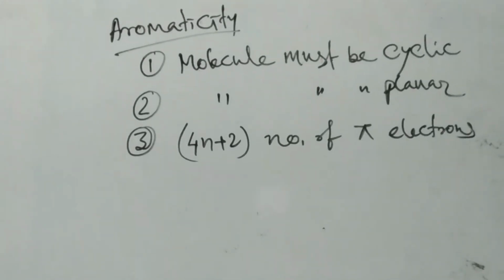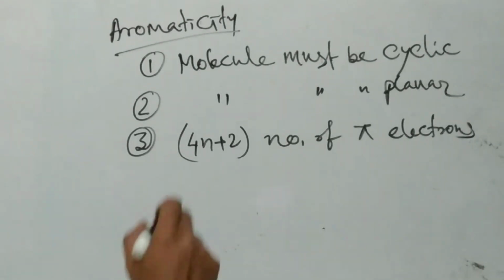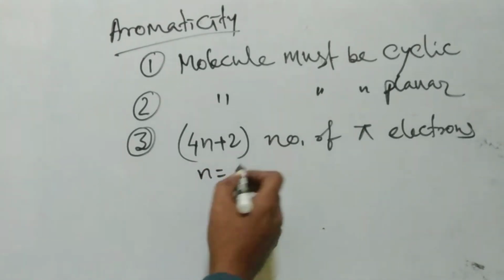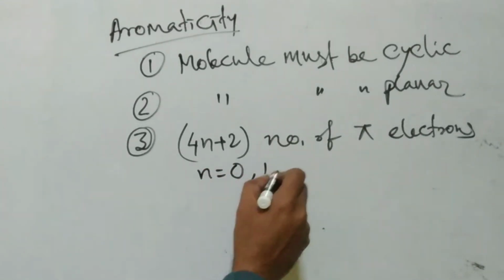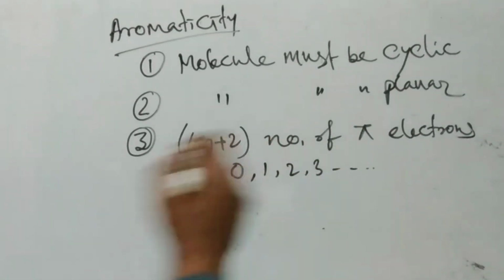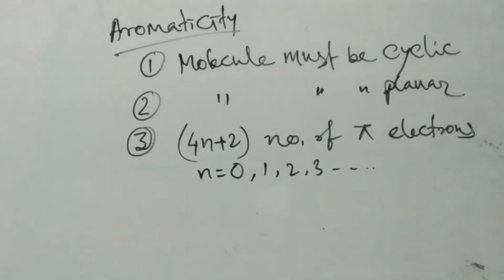If all these three conditions are maintained, then we can say the molecule is aromatic, where n may have the value 0, 1, 2, 3, and so on. Okay, now let's have some examples.